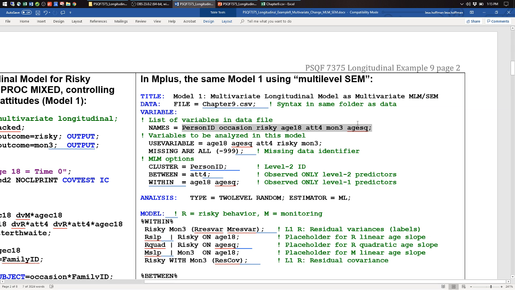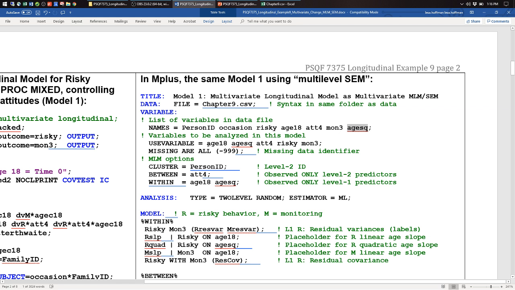The other thing I want to point out is that age squared is a variable here that you have to make ahead of time. It requires you to have interactions between observed variables specified as an observed variable. So it's the same as in a regression package where you have to make it ahead of time. So I did that.